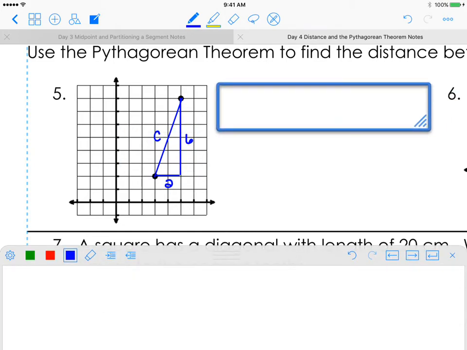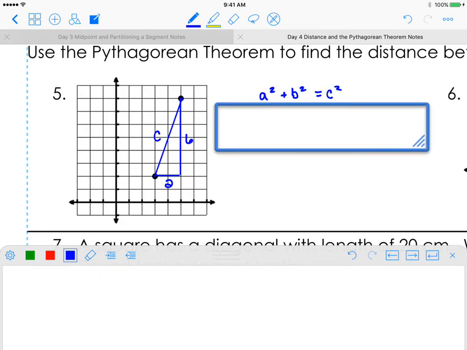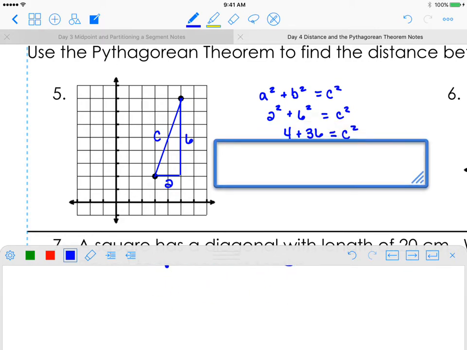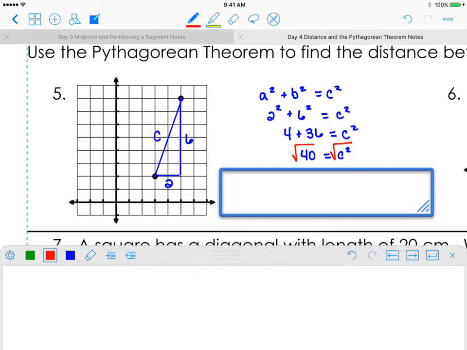So we're going a squared plus b squared equals c squared. We are substituting the numbers we know, so 2 squared plus 6 squared equals c squared. We're going to perform those exponents, so 4 plus 36 equals c squared. Combine our like terms: 40 equals c squared. We're going to square root both sides.